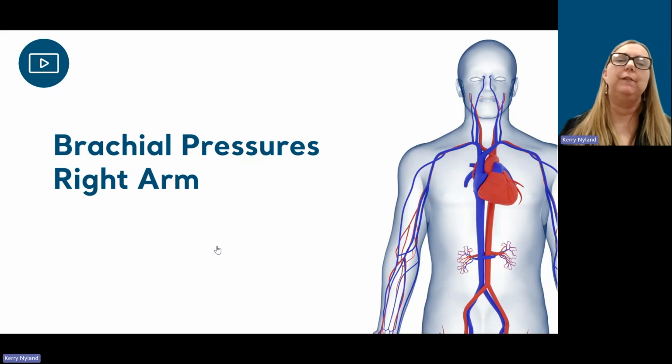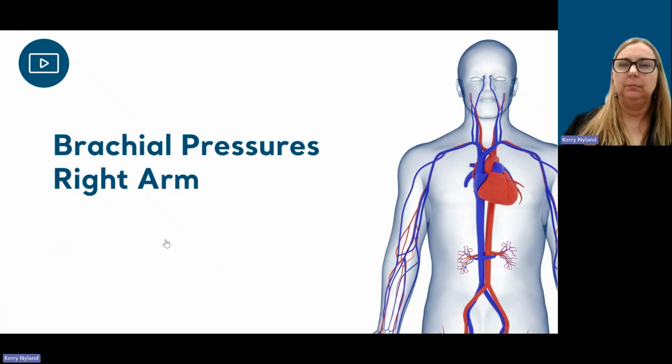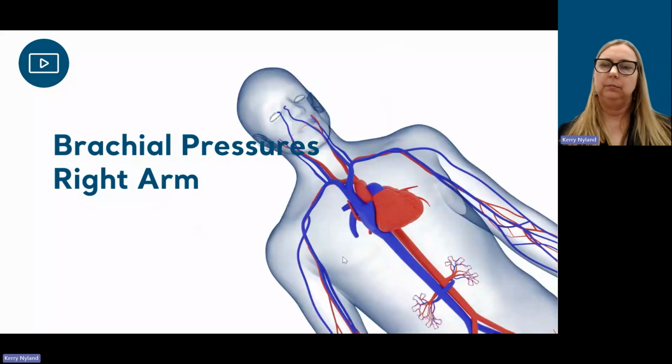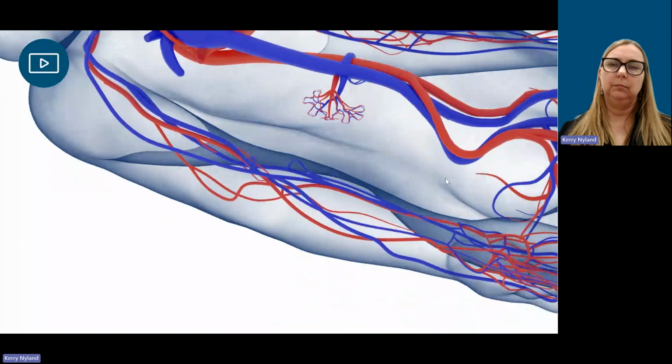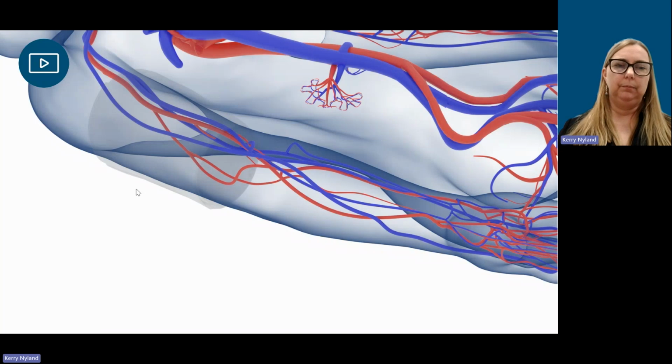Okay, so we're just moving on to the first of the videos as to how to do an ABPI. So you're going to start with your brachial pressures. So let's just have a watch of this. Using the Doppler, first the brachial systolic pressure is determined in both arms. Making sure the patient is relaxed and comfortable, the cuff is placed around the arm.